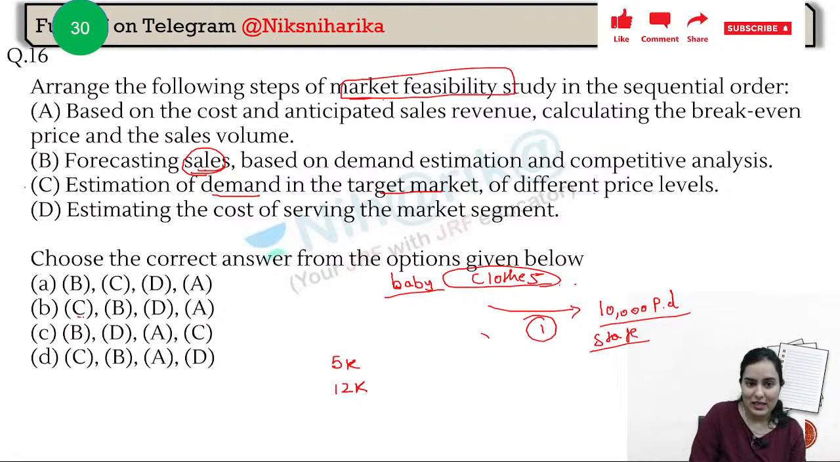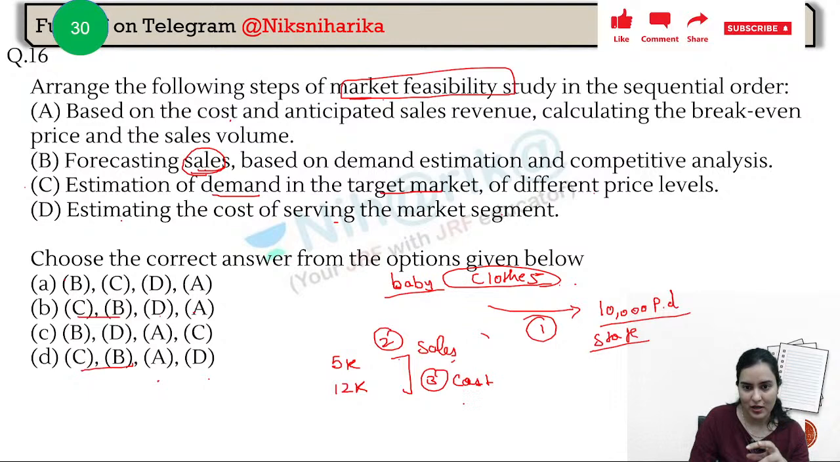So now CNB was okay. Now the highest confusion goes for DA or AD. Very smartly NTA has put all the options. So see, estimating the cost of serving the market segment, or based on the cost. First, I guess first we will estimate the cost. See, first we'll estimate the sale, then we'll estimate the cost of serving the segment market. Then the next step should be what?